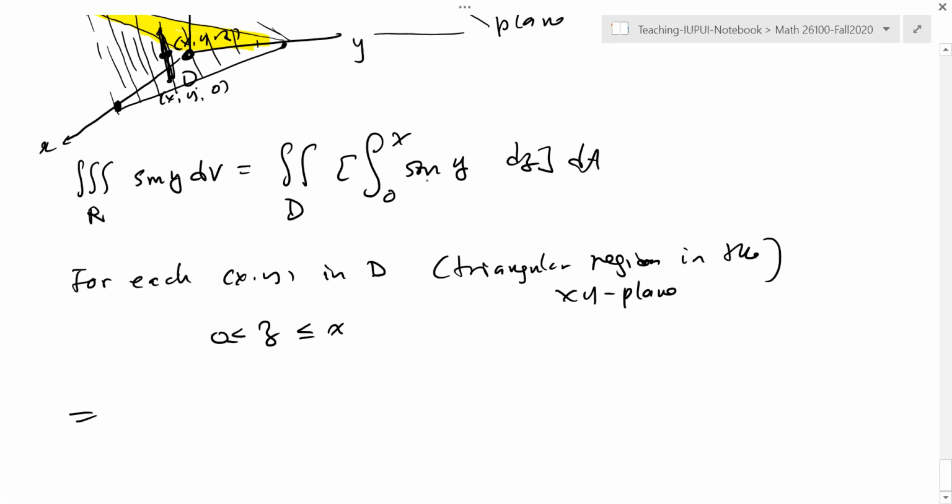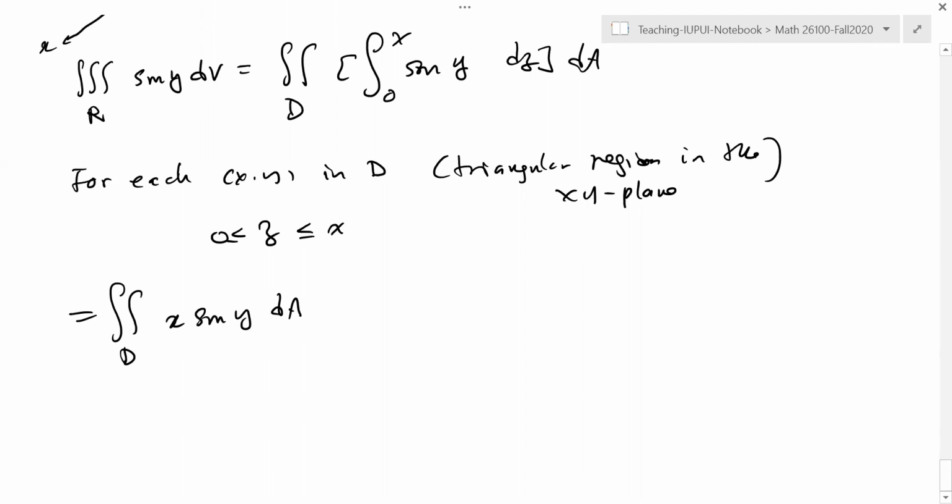You evaluate. Sine y is independent of z, so it's going to be x sine y, and you get a double integral. So now you focus on the double integral, from 0 to pi.